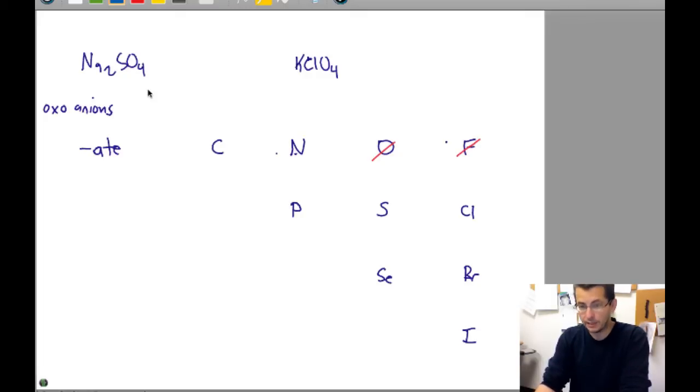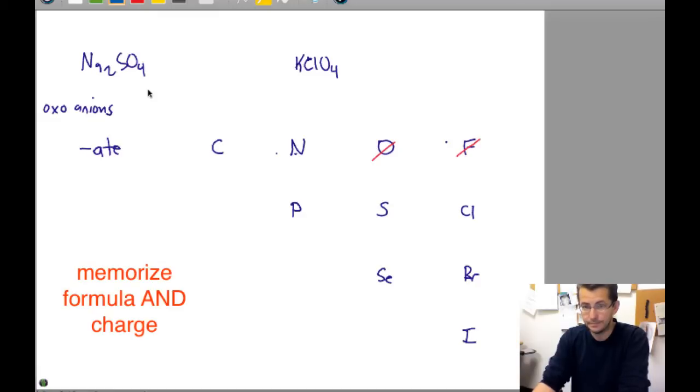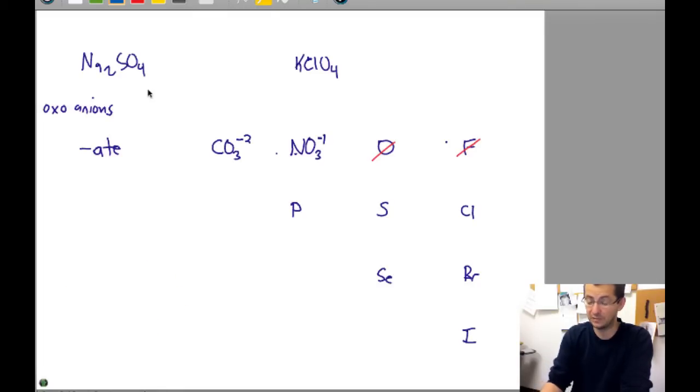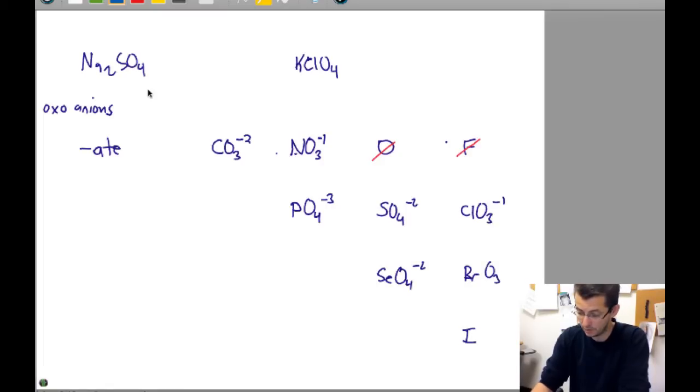Each of these compounds has a certain number of oxygens and a specific charge. CO3 minus 2, NO3 minus 1. I'm just going to put the minus 1 in there, even though we just leave out the 1. It's just helpful for seeing how the numbers go. PO4 minus 3, SO4 minus 2, SeO4 minus 2, ClO3 minus 1, BrO3 minus 1, IO3 minus 1. These are the common polyatomic ions that we're going to encounter.